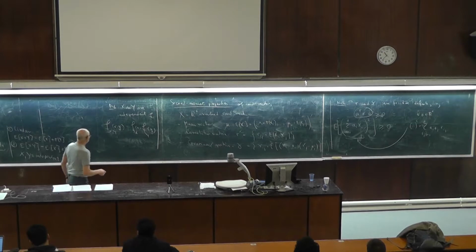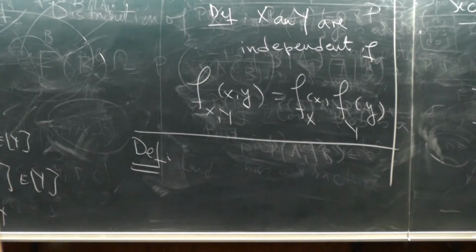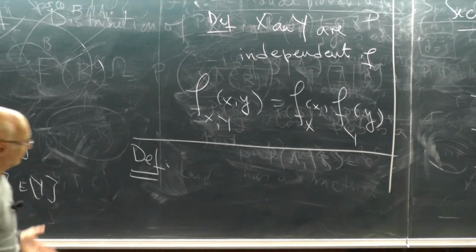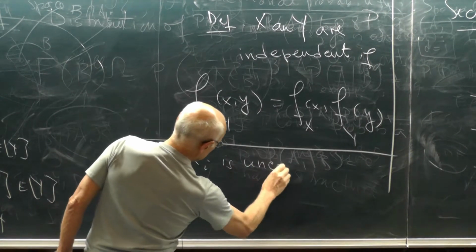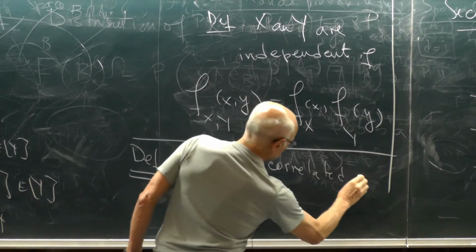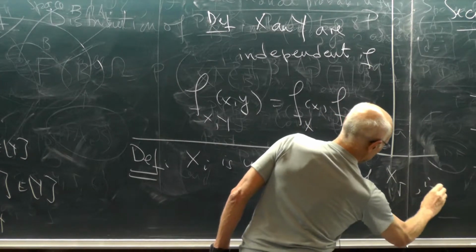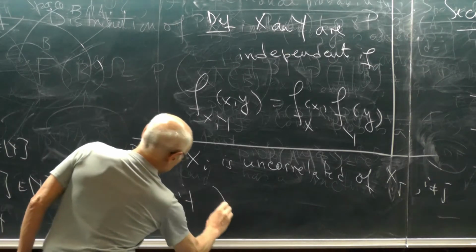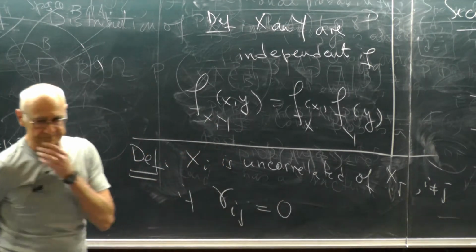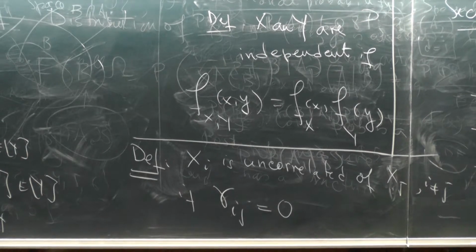And finally, regarding this, if you consider two components of this vector, X_i is uncorrelated of X_j, and of course i is not equal to j, because for the same index it's not going to hold, if gamma_ij is equal to 0. Right? Everybody's seen the definition, or most of you have seen it.